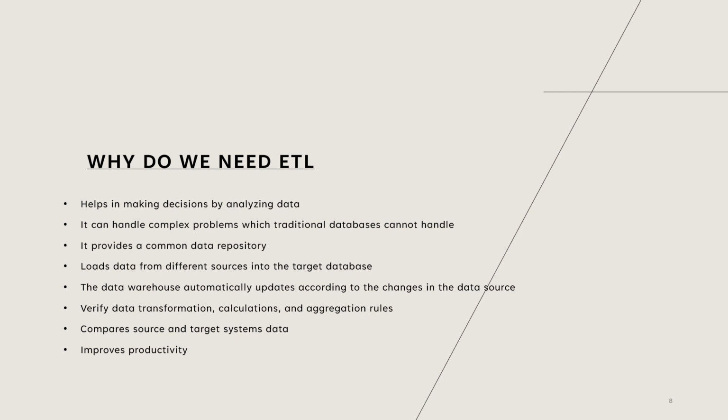In the ETL process, the data warehouse automatically updates according to changes in data sources. In ETL process, data transformation verifies calculation and aggregation rules. ETL process compares source and targeted system data, and ETL process improves productivity.